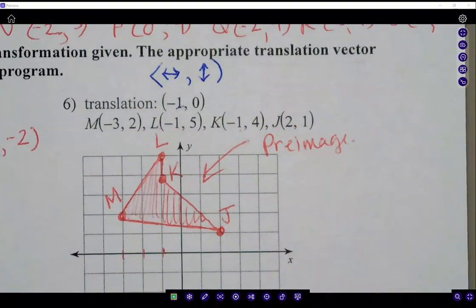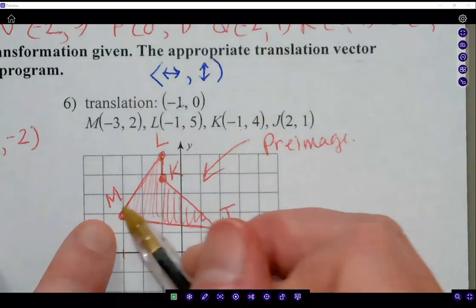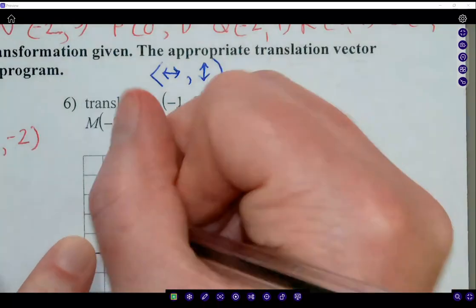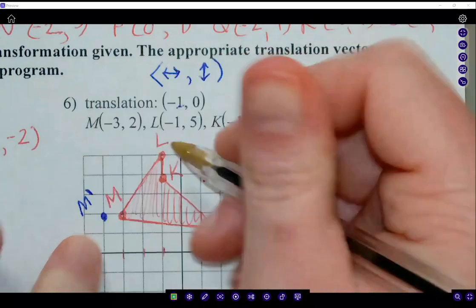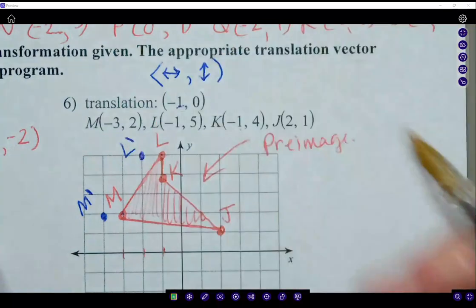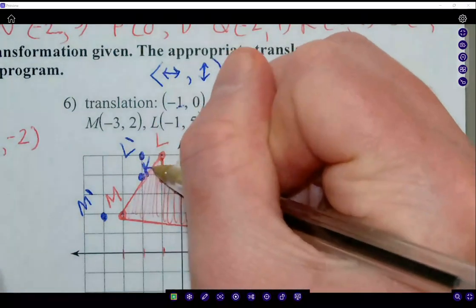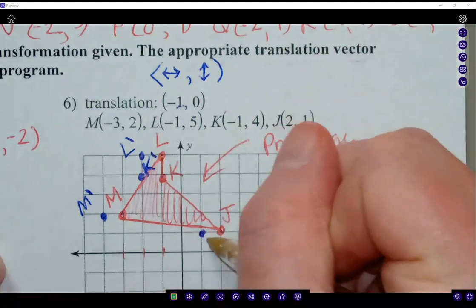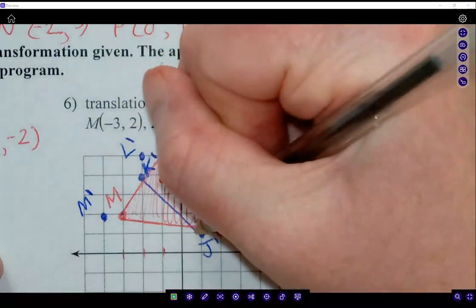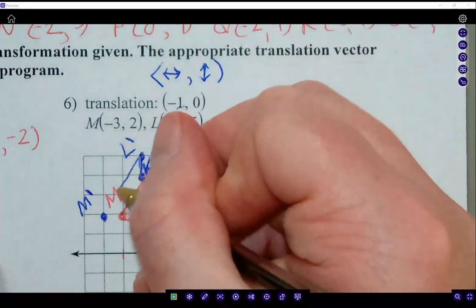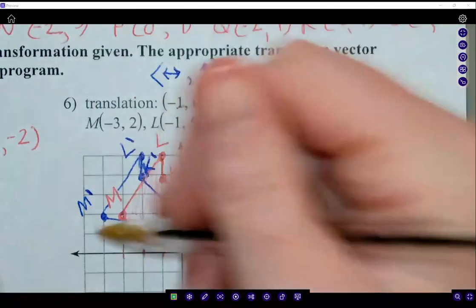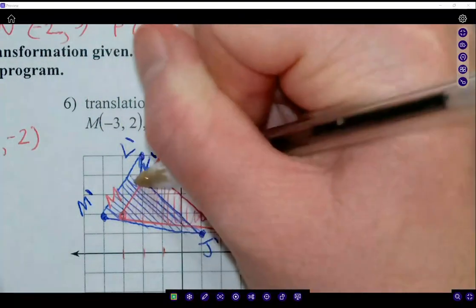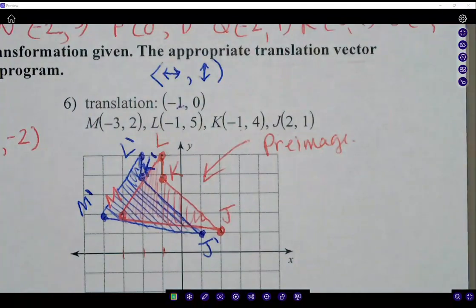Okay, so I'm going to look at each point individually and honor this translation. Starting with point M, I need to go back 1. So here's M prime. Starting with L, I need to go back 1. So here's L prime. With K, I need to go back 1. So there's K prime. And with J, I need to go back 1. So there is J prime. I'm going to connect the dots. I'm going to shade it in. And so there it is. There's a translation that's been graphed, without doing the addition. I think the addition part's easier, but sometimes it's better for kids to see that visual slide happening.